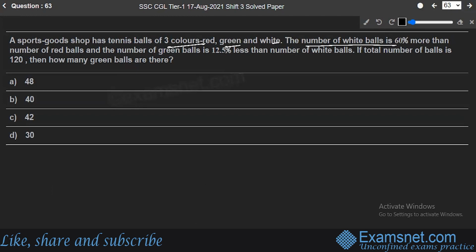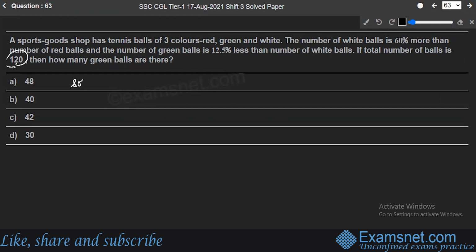The number of white balls is 60% more than the red balls, and the number of green balls is 12.5% less than the number of white balls. If the total number of balls is 120, you have to find out how many green balls there are. First of all, a very important thing: you are given that the total number of balls is 120. Let's go with the solution directly.